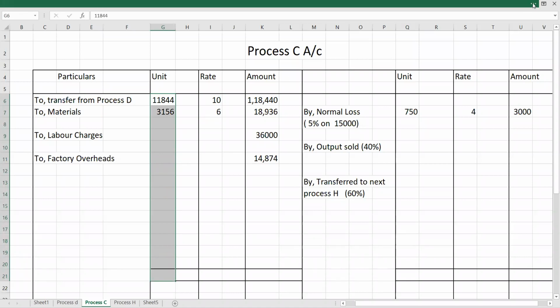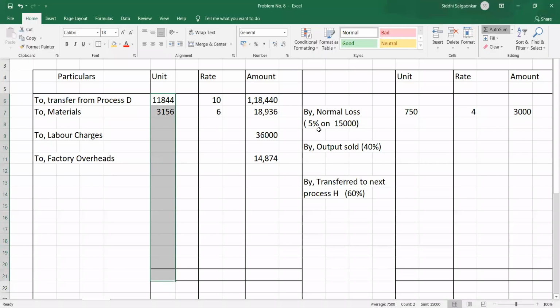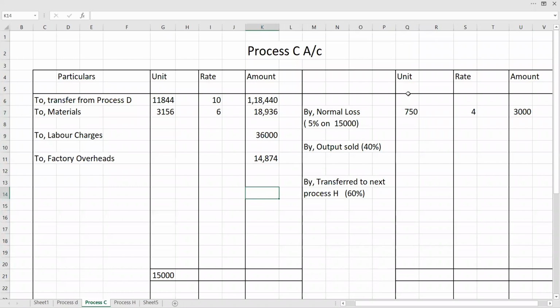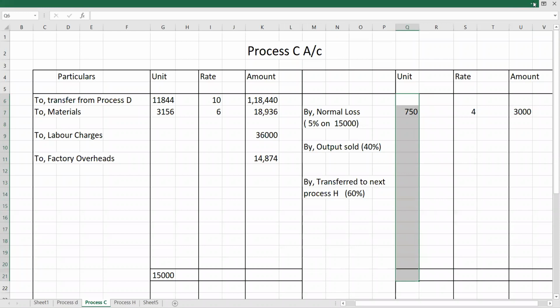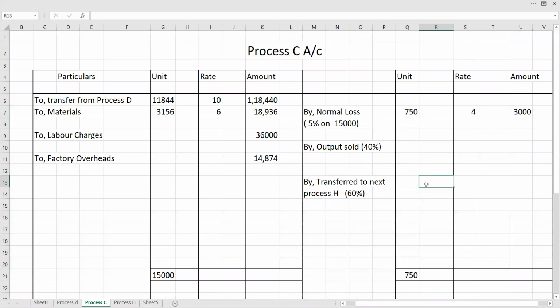First we will take the total of this column, debit side, that is 15,000, and we will take the total of this credit side, that is 750. So the difference is in credit side. जेवढा डिफरन्स येतोय हा डिफरन्स आपल्याला बायफर्गेट करायचा आहे. डिफरन्स जो आहे 40% सेलमध्ये दाखवायचा आहे, and 60% it should be transferred to next process. So first we have to calculate the difference.